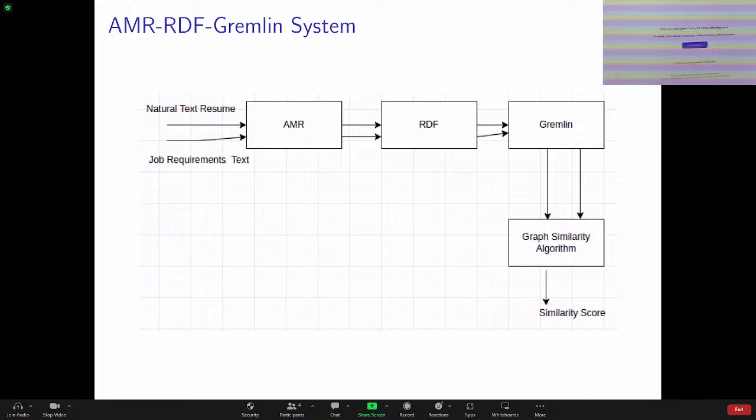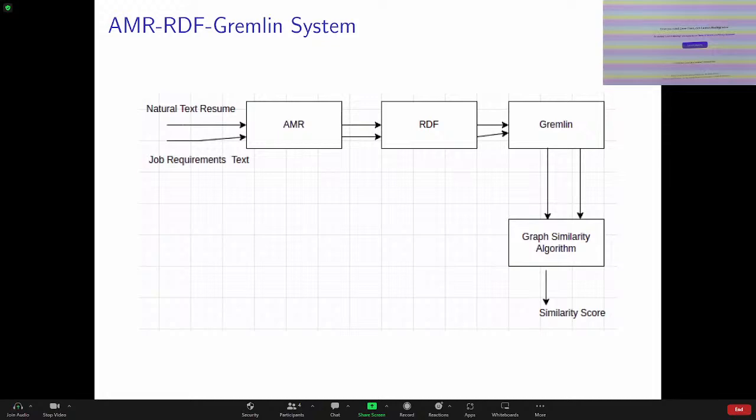Basically, this component of the system takes the natural text of the resume and the job requirements text, converts them into an AMR representation, then to an RDF representation, then to a Gremlin TinkerPop representation, on which we perform a graph similarity algorithm, which basically gives us a similarity score. More on this on the next slides.